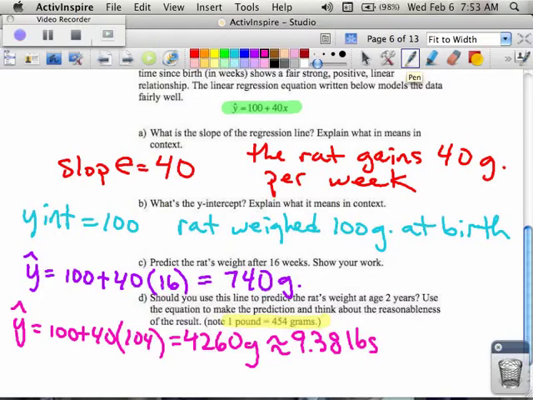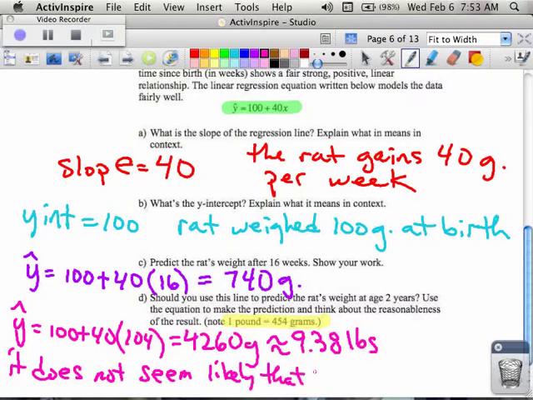So to have a rat that big is unlikely. So I guess I would say, in this particular instance, it does not seem likely that a rat could weigh this much. There are some rats in like the sewers. Yep, and there are pink elephants.